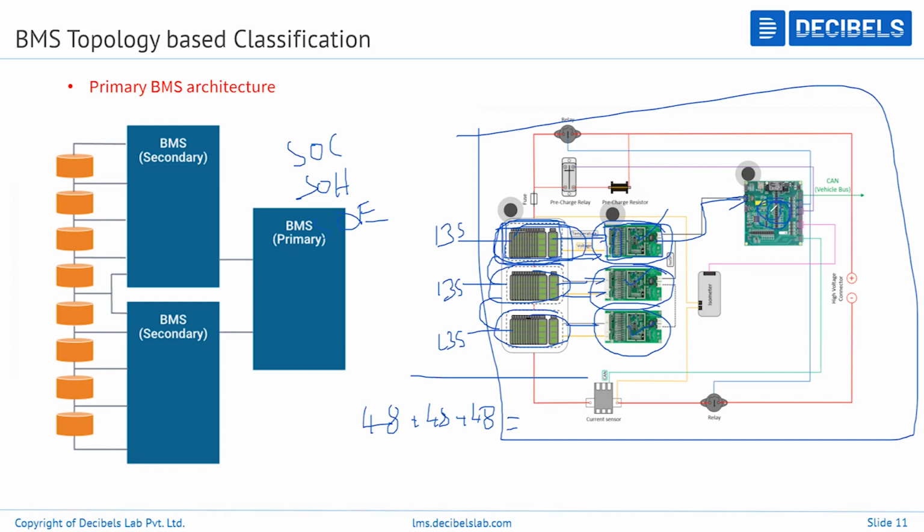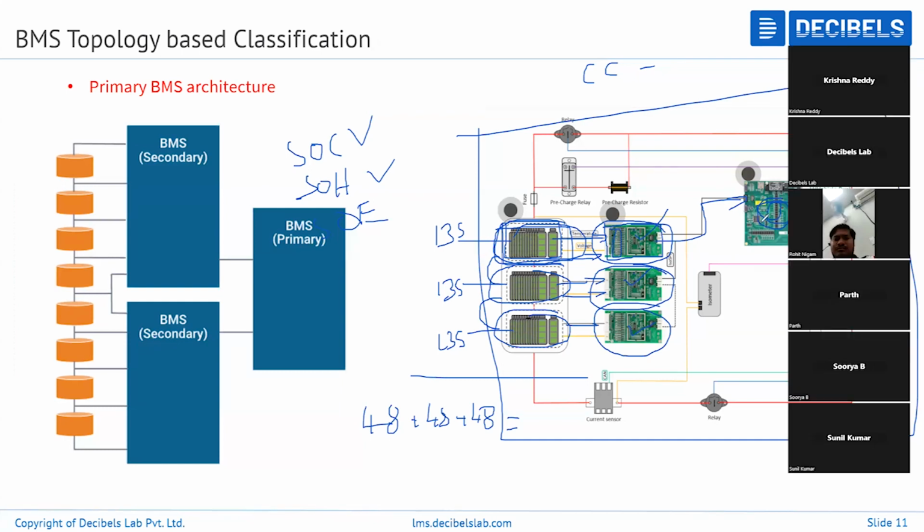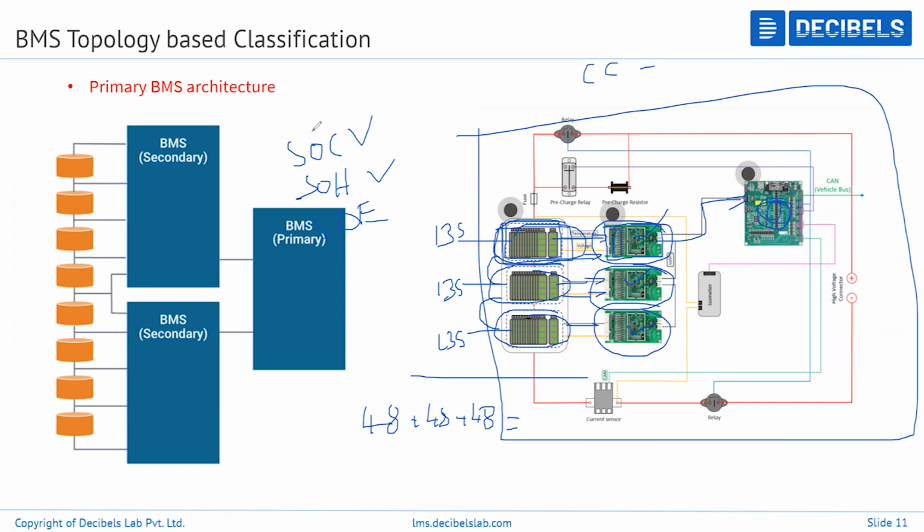So these SOC, SOH, SOE estimations require different methods. If you are going for Coulomb counting, you require current, which you get from the current sensor. If you are going for voltage based, you need the voltage data, which you get from this AFE itself. So from these you will get the data, and based on that you will do the estimations in the master BMS. Okay. Yeah.